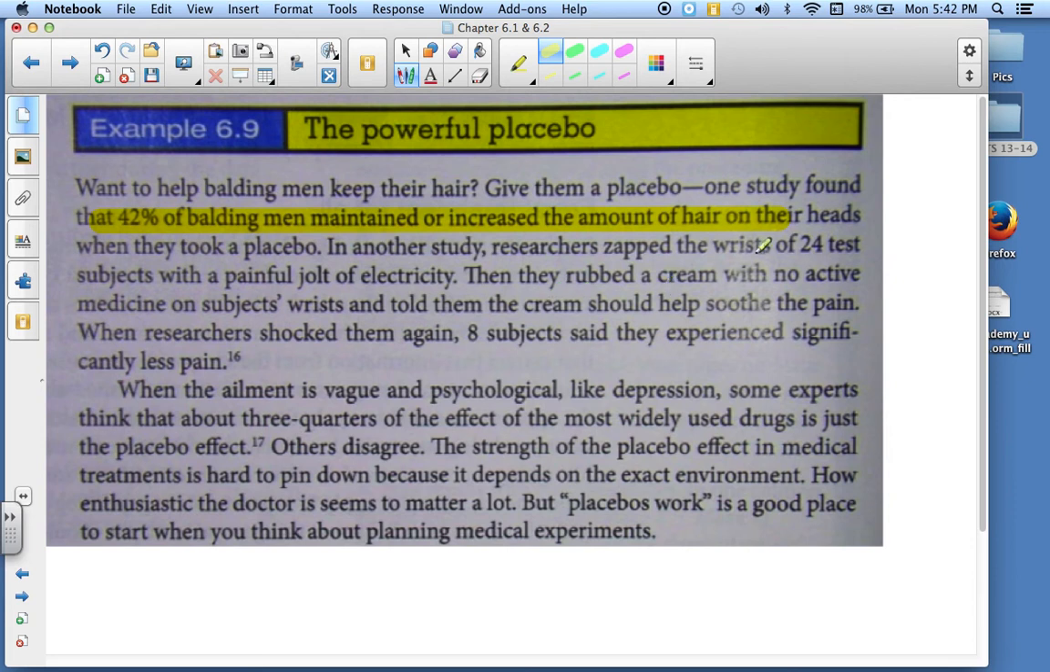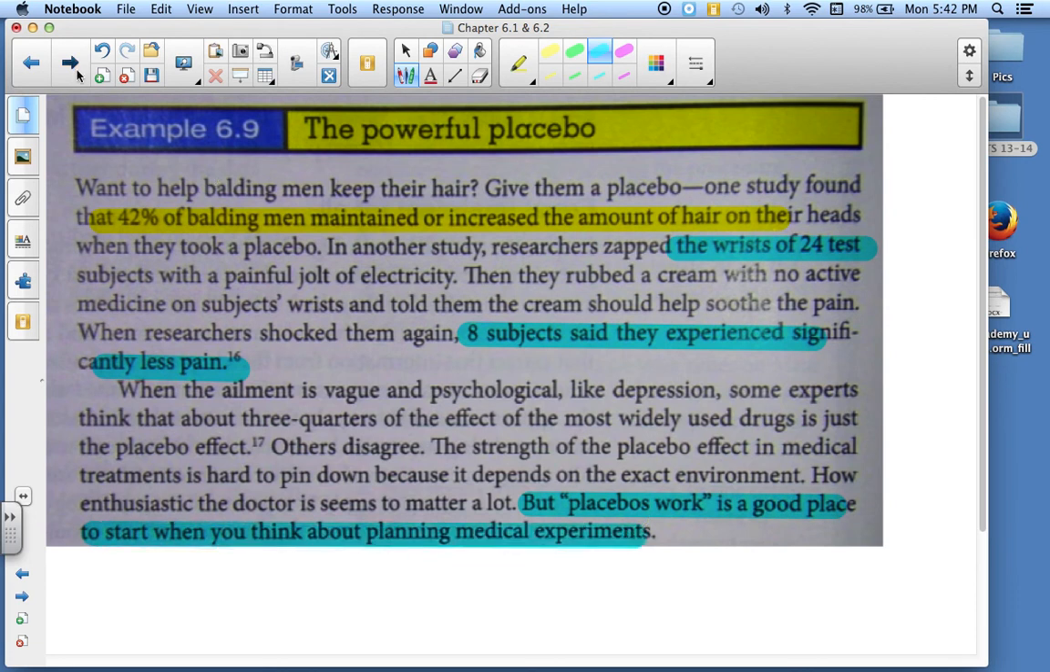Also, there was another little experiment where they zapped people on the wrist and then gave them a cream and said, "Hey, this is going to make it feel better." Then they zapped them again, and 8 of those subjects said they experienced less pain. So that's the power of a placebo. Placebos work, and it is a good place to start when you start thinking about planning medical experiments.